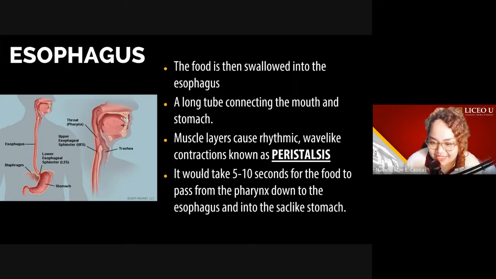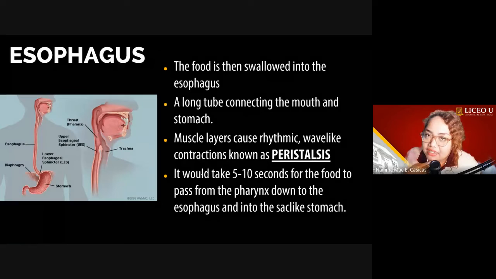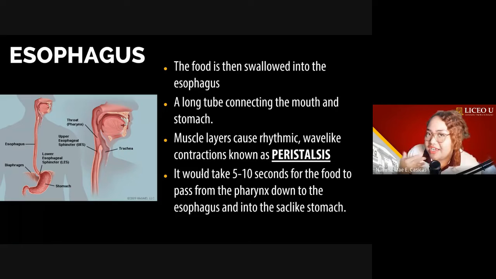So it would take around 5 to 10 seconds for the food to pass from the pharynx down the esophagus and into the sac-like stomach. So remember, the pharynx will be behind the tube going to your lungs, through your bronchi. Not bronchial, sorry. So the lungs are at the front. If you stab somebody here on the throat, the respiration is the first thing damaged. That one is in front. The food passage is at the back, in the posterior part.